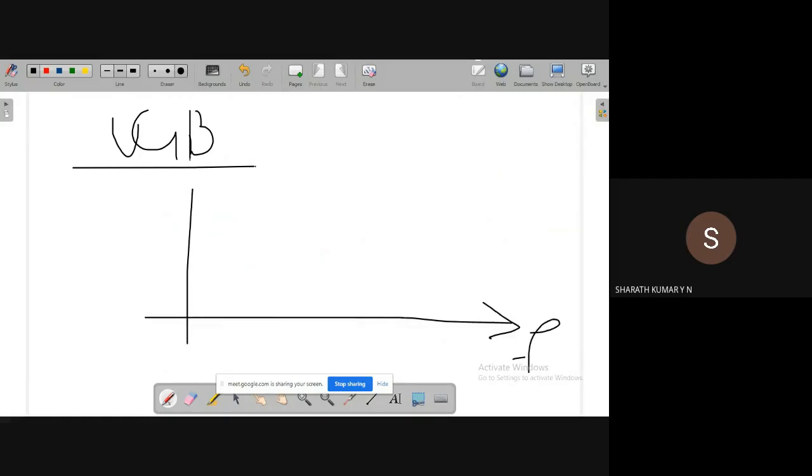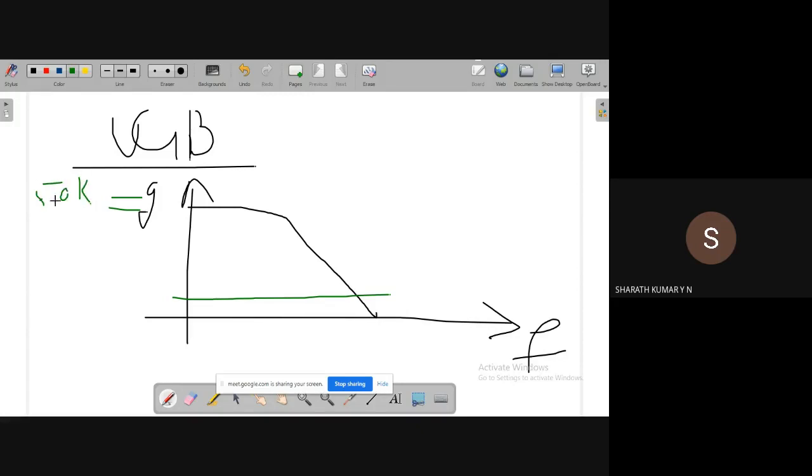Okay, this is the frequency, and this is the gain of the amplifier. The gain reduces, and at some point the gain becomes unity. Gain is initially very large, let us say, for example, 50k. Gain is very, very large. So at some point the gain becomes 1. This point is the upper cutoff frequency, let us say F_U.